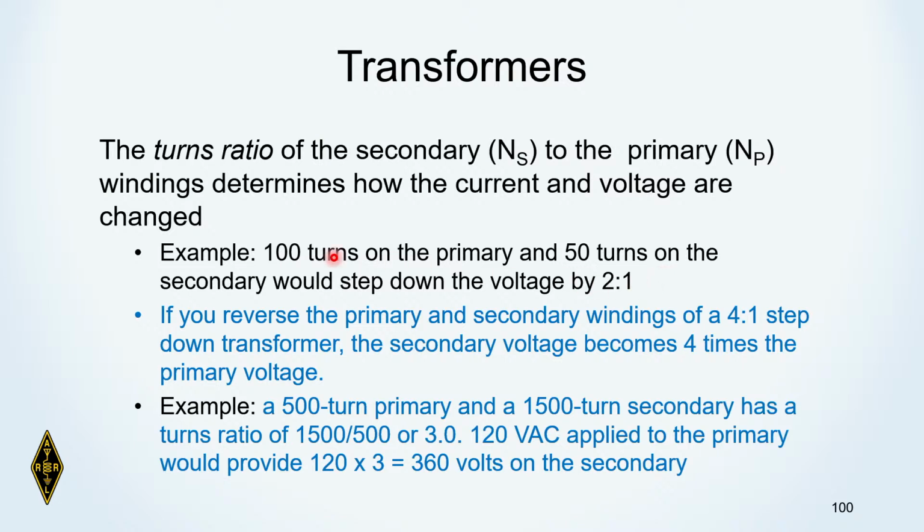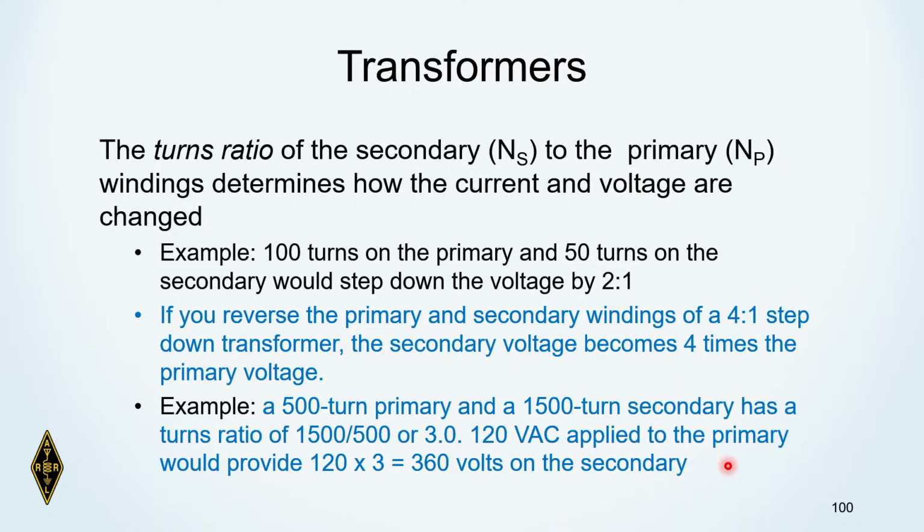Now imagine this is kind of a mind blower. If you reverse the primary and secondary windings, now they're talking of a 4 to 1 step down transformer. Reverse the primary and secondary, the secondary voltage will become 4 times the primary voltage. So we go down by a factor of 4. If we reverse the connections, put the input on the other side, we'll go up by 4 because the turns ratio is still 4.